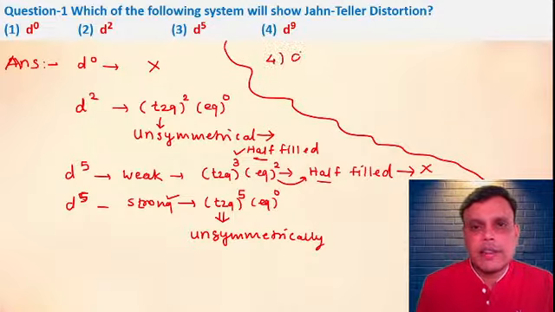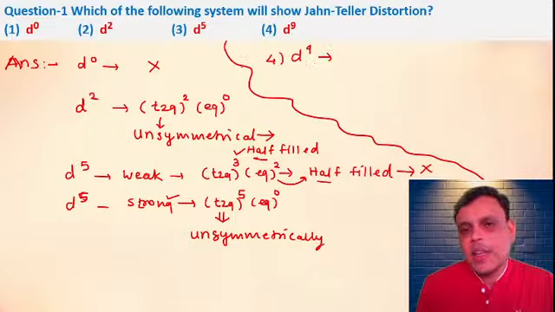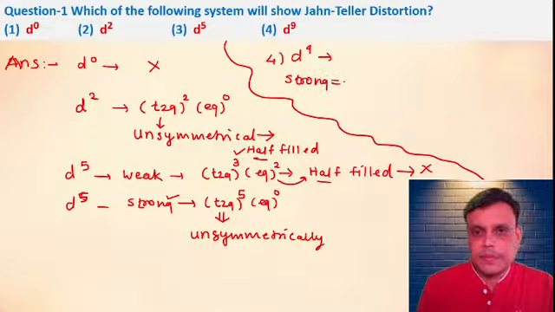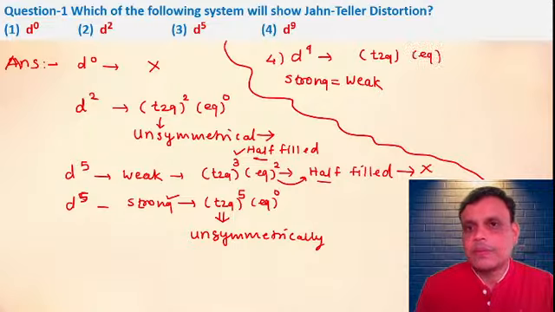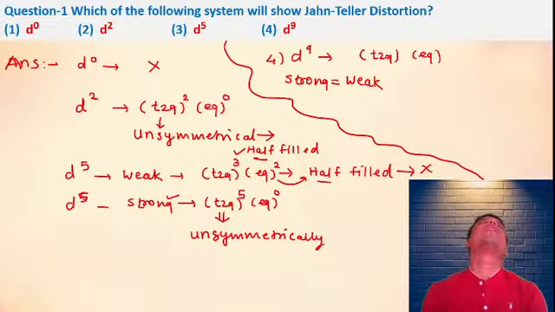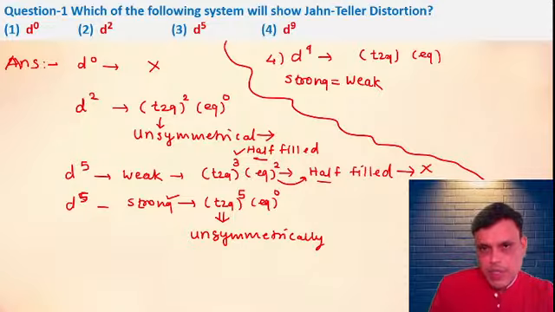Fourth is D9 system, and D9 system in strong field as well as weak field is similar. So tell me the electronic configuration of D9 system, जो कि strong और weak field में same ही होता है. The electronic configuration of D9 system in strong field and weak field is same. T2g6 and eg3, correct?